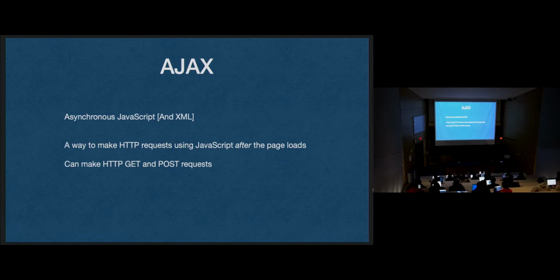So for that, we're going to use AJAX. The acronym is kind of outdated. This asynchronous JavaScript and XML. It's really just asynchronous JavaScript at this point. So what we have here is JavaScript that's going to make an HTTP request after the page loads. So once the page loads, we make an HTTP request using JavaScript, and that happens in the background after the page loads. We can do this with GET, POST, and the other methods. I didn't list them all here on this slide, though.